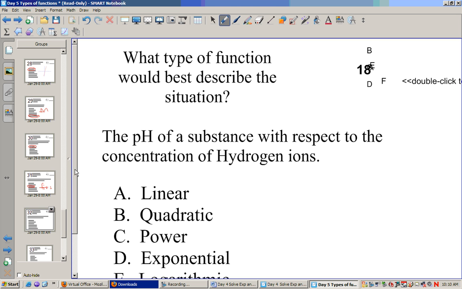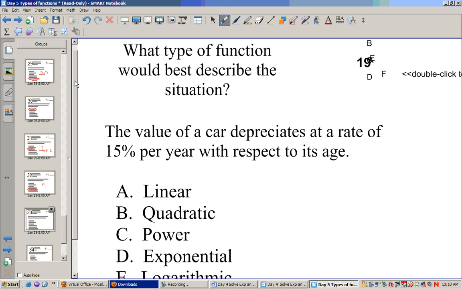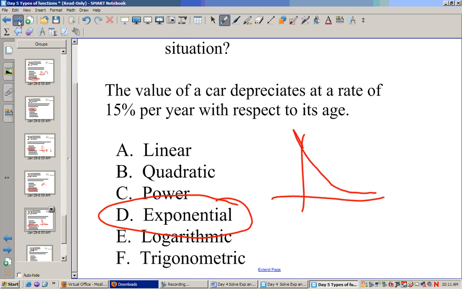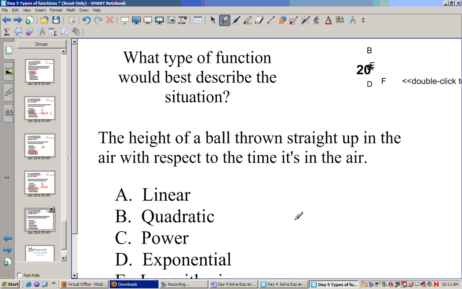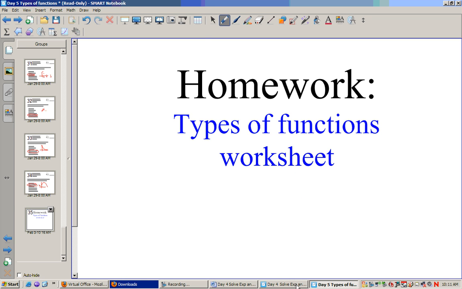pH of a substance. Now this one's kind of a tricky one. You just kind of have to know pH. Whenever they talk about pH or the Richter scale, those are all measured on the logarithmic scale. The value of a car depreciates 15% each year. So each year we're multiplying by 0.85. So that means it's going to be an exponential. It's going to slowly go down. The height of a ball thrown into the air with respect to time. So if we have height, it's going to go up, and it's going to come down. So that's going to be quadratic. All right, hopefully that's enough to get you through the worksheet. Good luck.